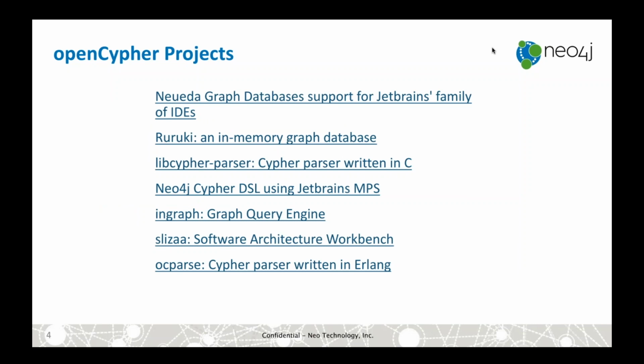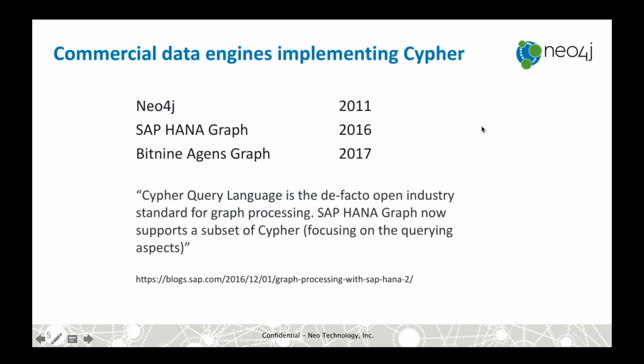There are several active projects. Just to pick out a couple here, there's very interesting IDE support for IntelliJ IDEA from Neo4j. That's an interesting plugin that's getting a lot of downloads. There are some research projects that have looked at using Cypher, and there are some other tooling projects relating to language-specific parsers. In terms of commercial data engines implementing Cypher, we started off with Neo itself in 2011.